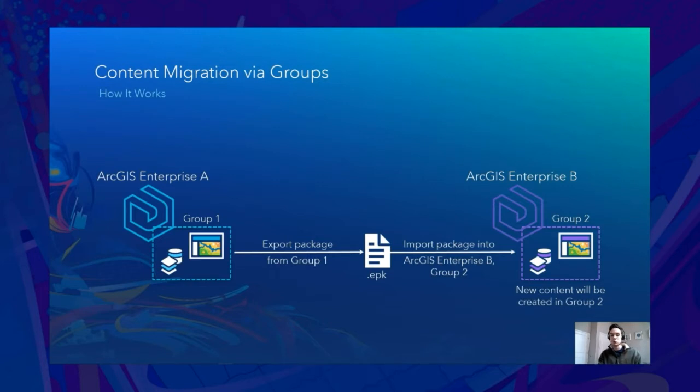Now, both groups do have to be created before this process begins, and this is not designed to move an entire enterprise because there's a 5 gig limit on the total package and a 1 gig limit on any individual layer in it. However, like we discussed earlier, this is designed to help you move content like applications between a dev, testing, and production system, or between two disconnected ArcGIS Enterprise deployments, for example, ones on two separate classification levels.